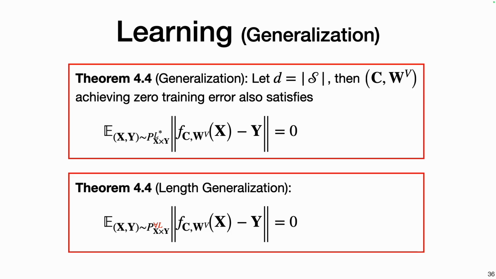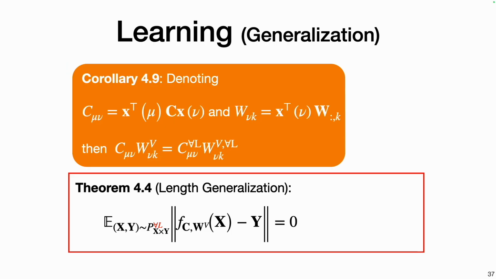With this, we are done with our learning theories. But before moving to experiments, I'll state a corollary of the generalization theory proof. It will be useful when we try to interpret the learned parameters. This seems complicated, but again, I can describe it in plain English.